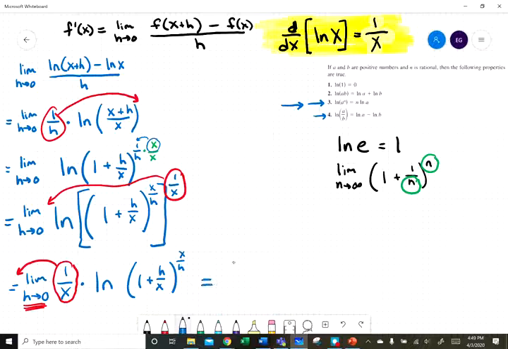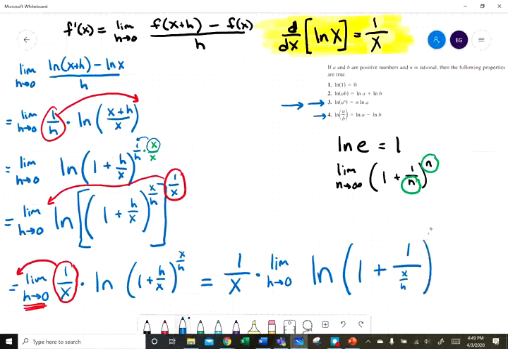So let's say this is equal to 1 over x times the limit as h goes to 0 of the natural log of 1 plus, now let's take the reciprocal of the reciprocal, so instead of h over x, we could say 1 over x over h. And that's to the power x over h. And so the exponent and the denominator are the same.